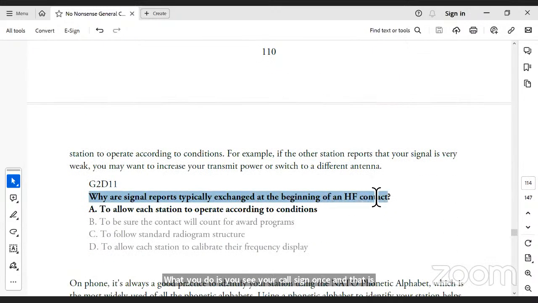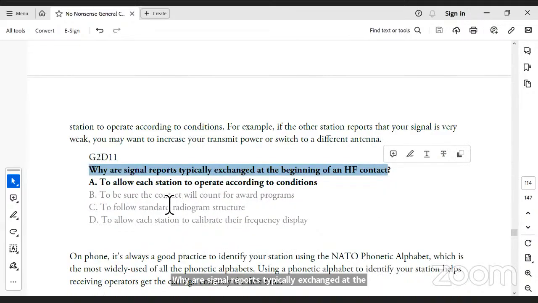Why are signal reports typically exchanged at the beginning of an HF contact? It is to allow each station to operate according to conditions.